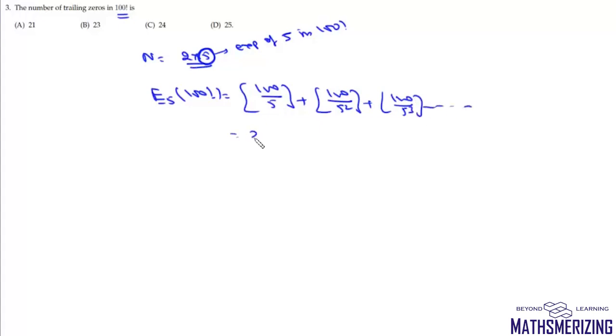Now 100 by 5 is simply 20, and 100 by 25 is 4. Now this number is less than 1. So all the subsequent numbers will be less than 1. Their greatest integer function will simply be 0. So now it will be simply 24. So the total number of trailing zeros in factorial 100 will be 24, and that's your option number C.